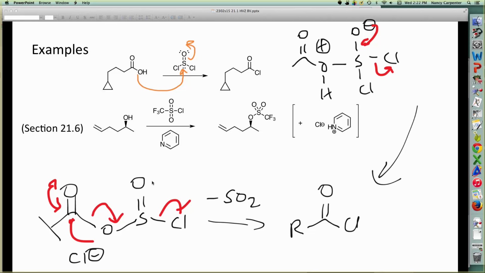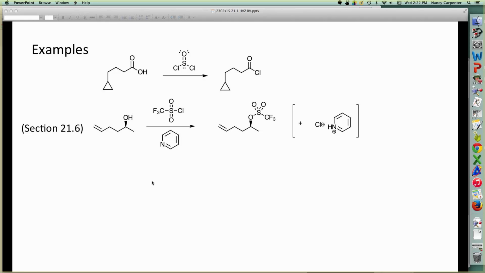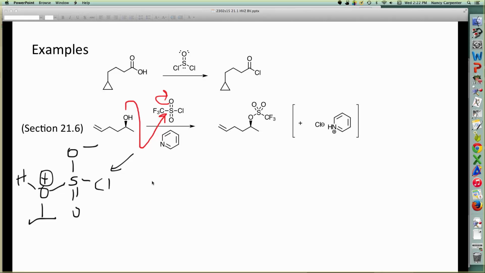And what you end up with is you lose SO2 gas and you get your acid chloride. Okay, pretty cool. The same thing happens in the next example, right? So it's not a carboxylic acid, but still an OH. We've got the same thing here. Then that's positively charged, and then kick that down, kick that out, and up. Here we go, there's our product.